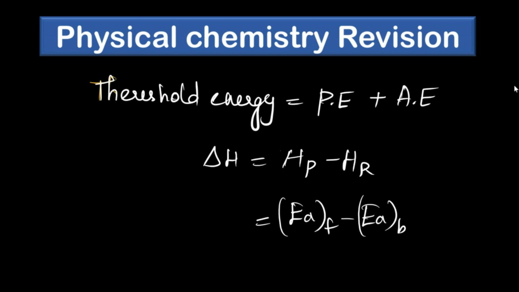The important formula over here is how to find the threshold energy, which is equal to potential energy plus activation energy. Delta H is the enthalpy of product minus enthalpy of the reactant. So that's about our chemical kinetics chapter. Let's move on to the solution chapter.